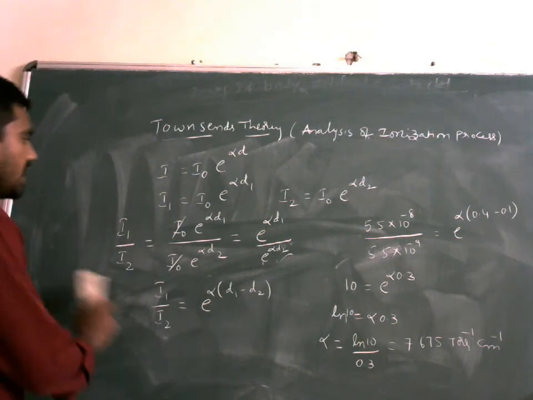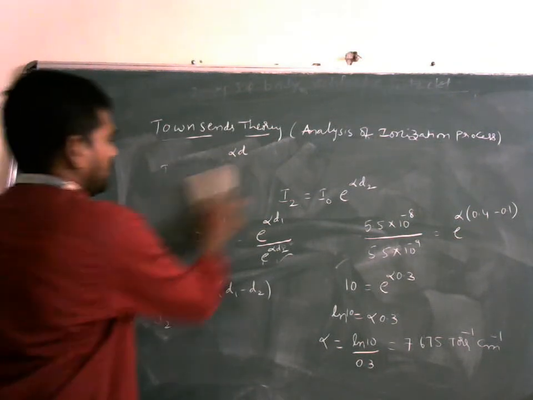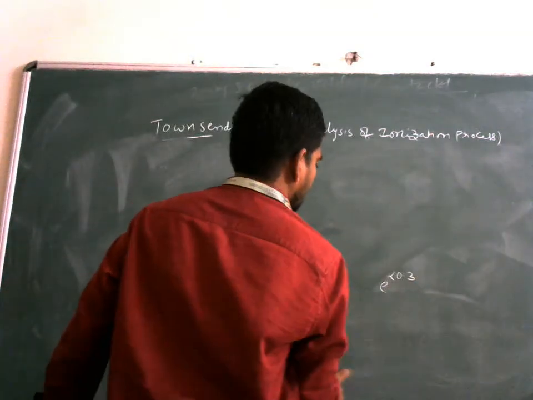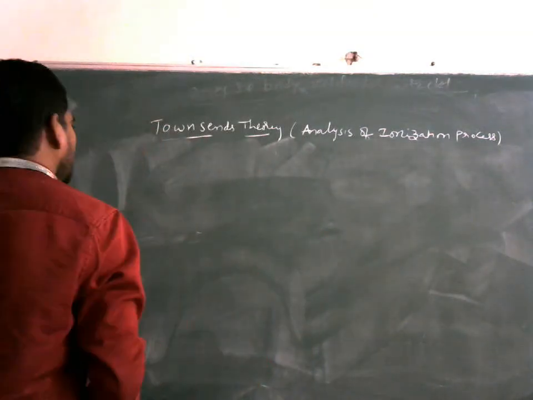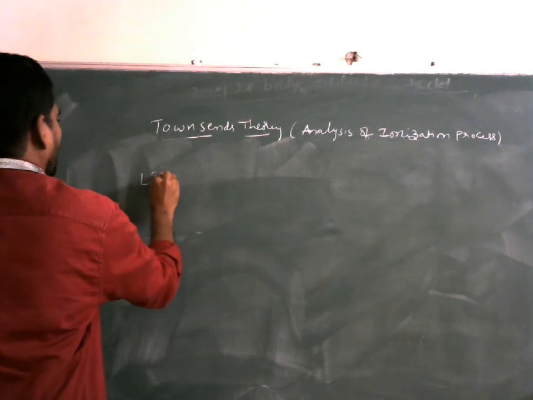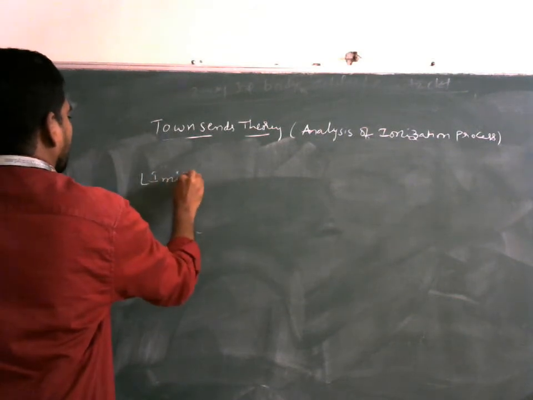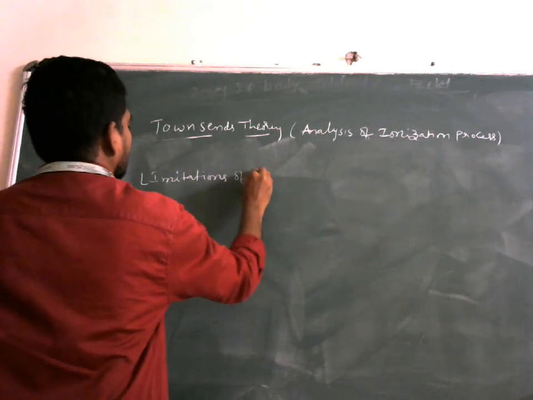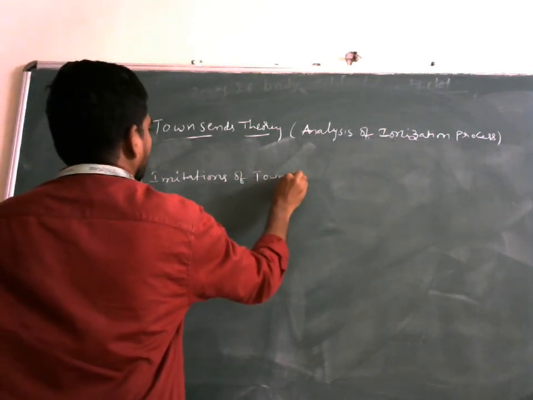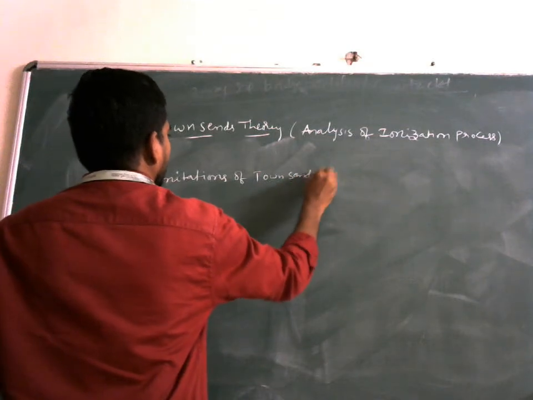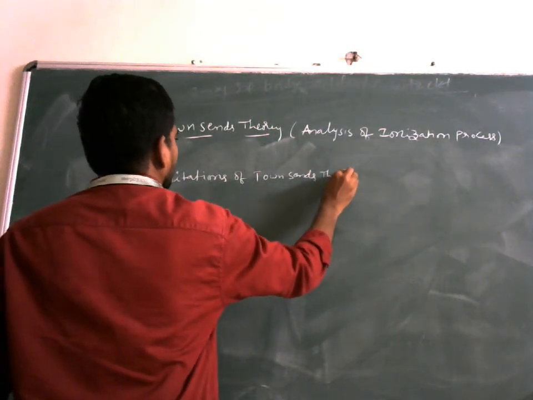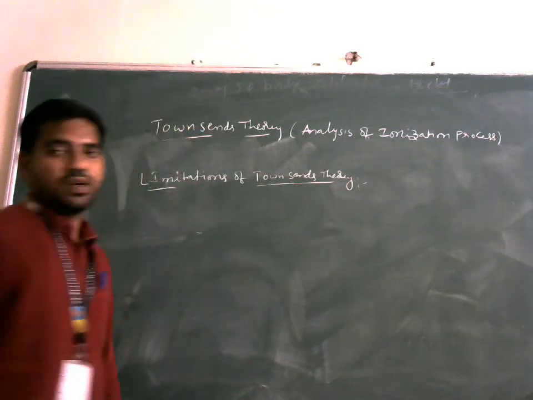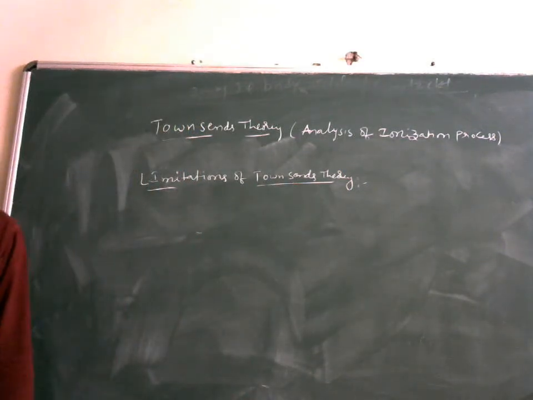The next topic is the limitations of Townsend's theory. What are the limitations of Townsend's theory?